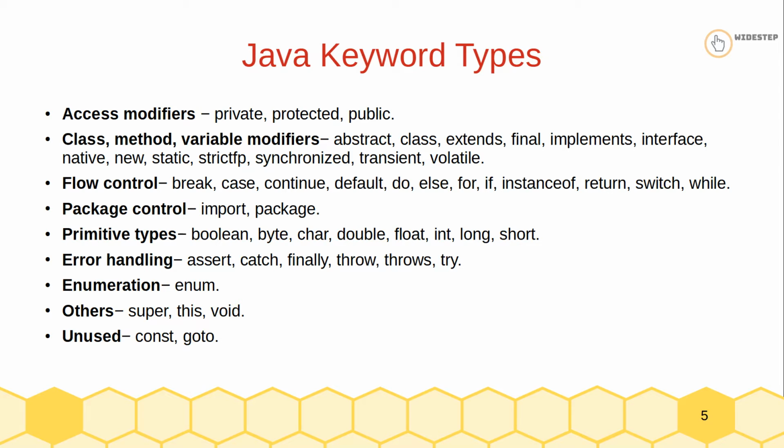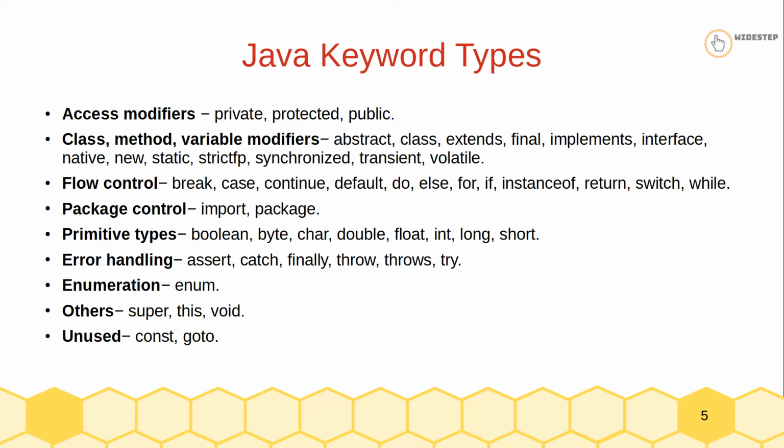And again, in order to deal with class, method, and variable modifiers, we have different sorts of keywords such as class, such as extends. When we relate one parent class with a subclass, we use extends. When we deal with the interface, we use implements. When we define a constant value for a variable, we use final. Then when we declare an interface, we use the interface keyword.